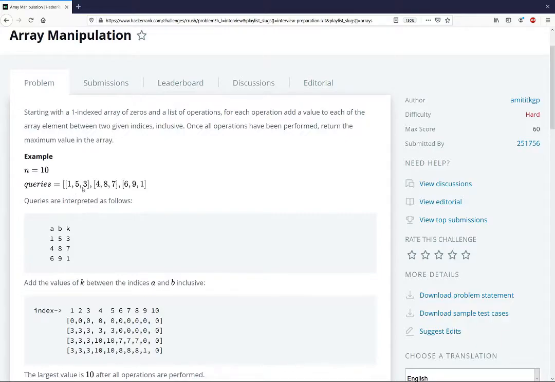So this 1 5 3 tells us that in entries 1 through 5 of this array, we want to add the number 3. And so that's sort of what's shown down here, is that we see we've taken this array and we've increased entries 1 through 5 by 3.